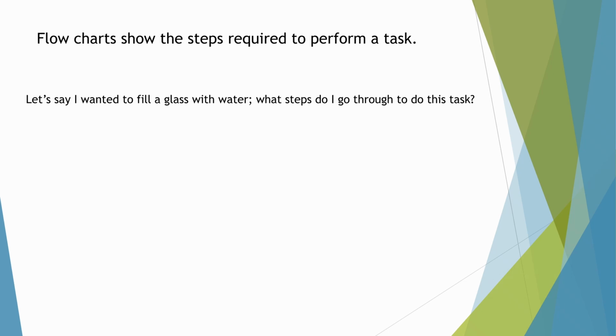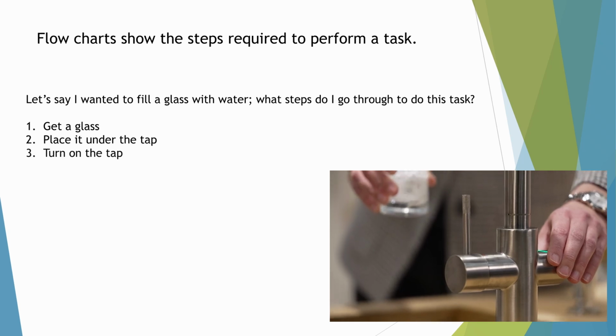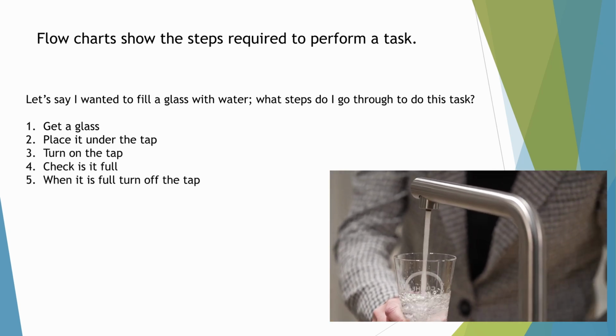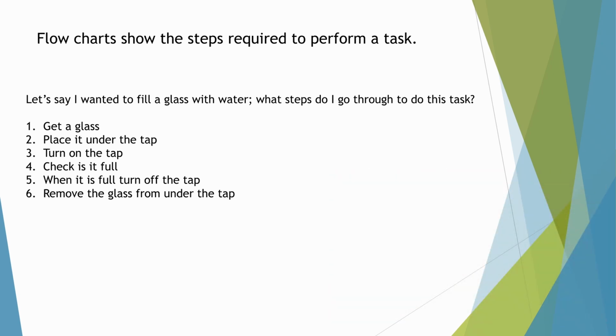When you fill a glass with water, you follow several steps. Get a glass, place it under the tap, turn on the tap, check if it's full, turn off the tap when it is full, and finally remove the glass. These instructions are clear, step by step, and ready to be turned into a flowchart.